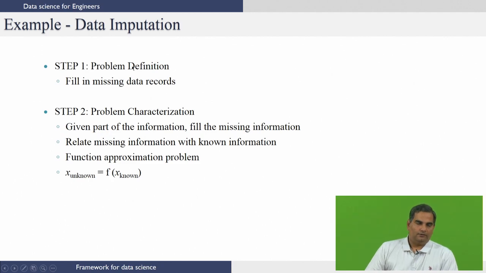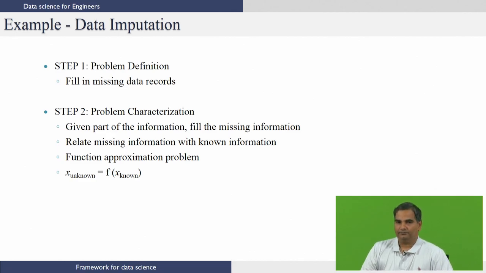I am going to call the first step in any data analysis problem solving defining the problem. You define the problem in as broad a way as possible, so that it is very understandable to everyone. This part of problem definition and the second step, which I am going to call problem characterization, are very important steps. In fact, if these are done properly, then uncovering the solution process becomes easier. In this case the problem definition is simply: fill in missing data records. I have some data which is missing, and I simply need to fill in these missing data records.